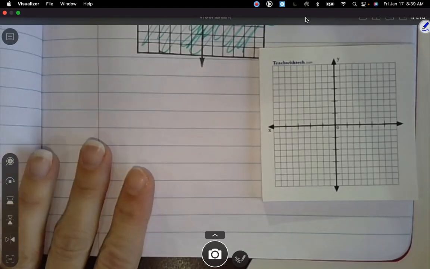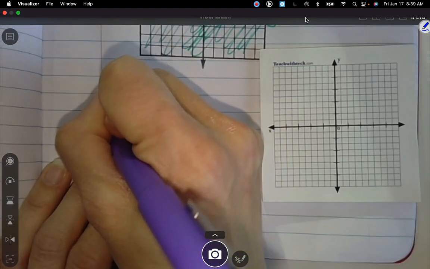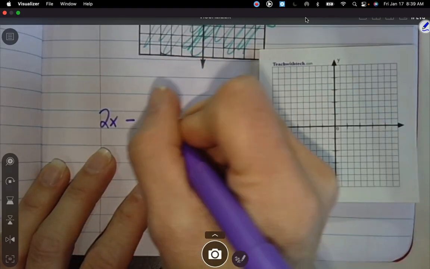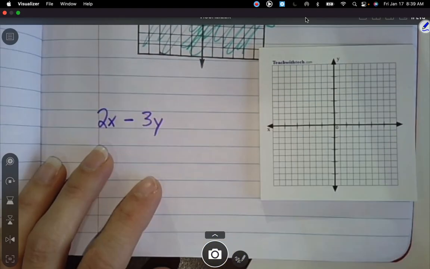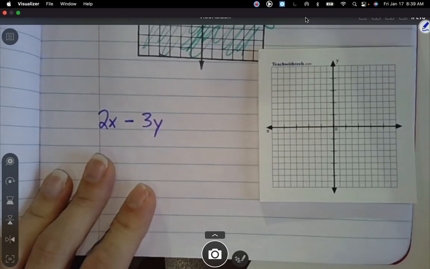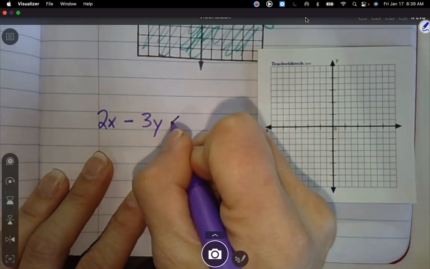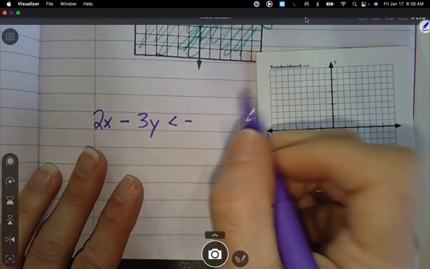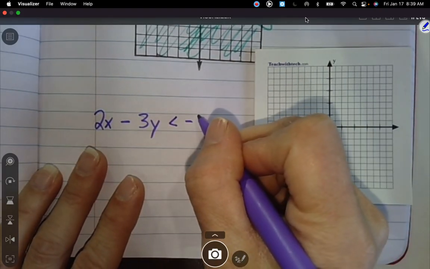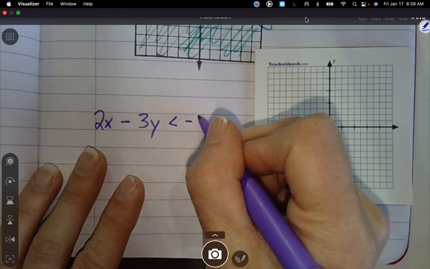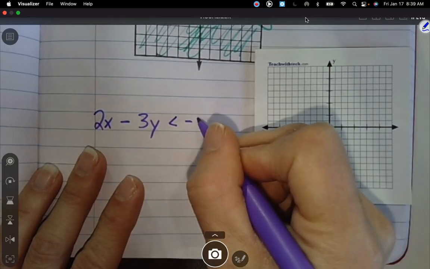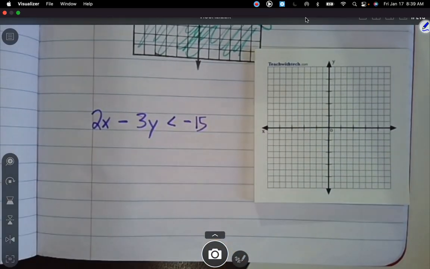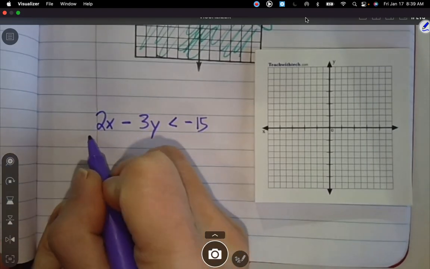Okay, so I'm going to do 2x minus 3y is less than negative... Sorry, I'm just taking a second to see. I'll go with 15. I hope that's not too big of a number. Okay, what do I do to solve this one, y'all? What am I going to move first? The 2x. So I'm going to subtract it over.